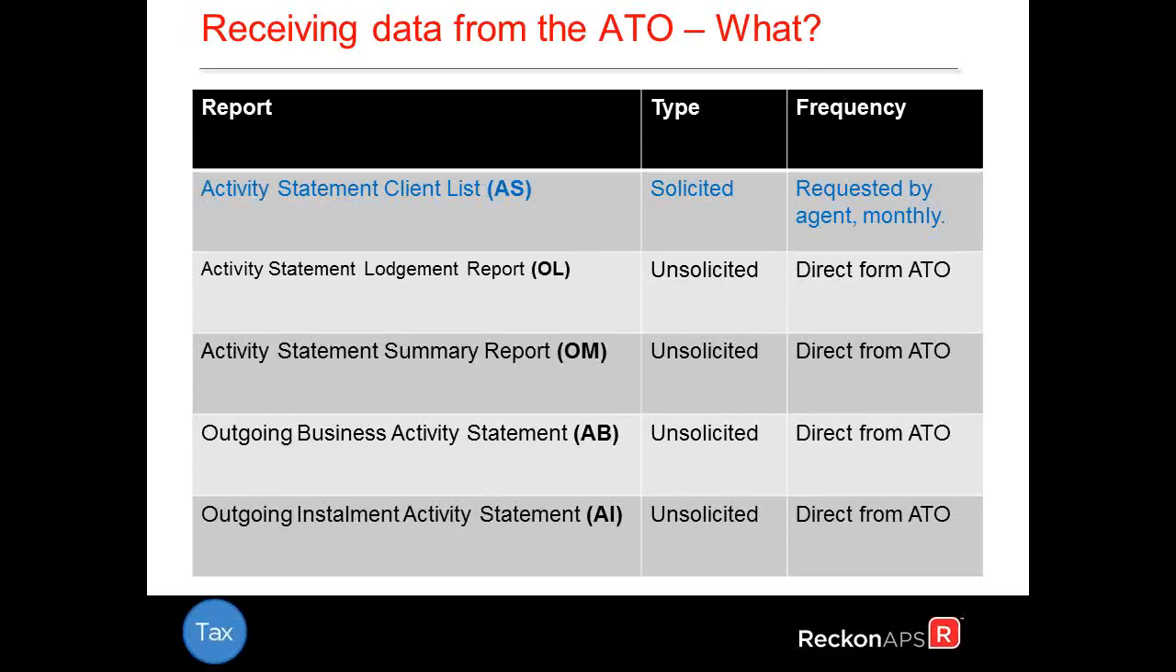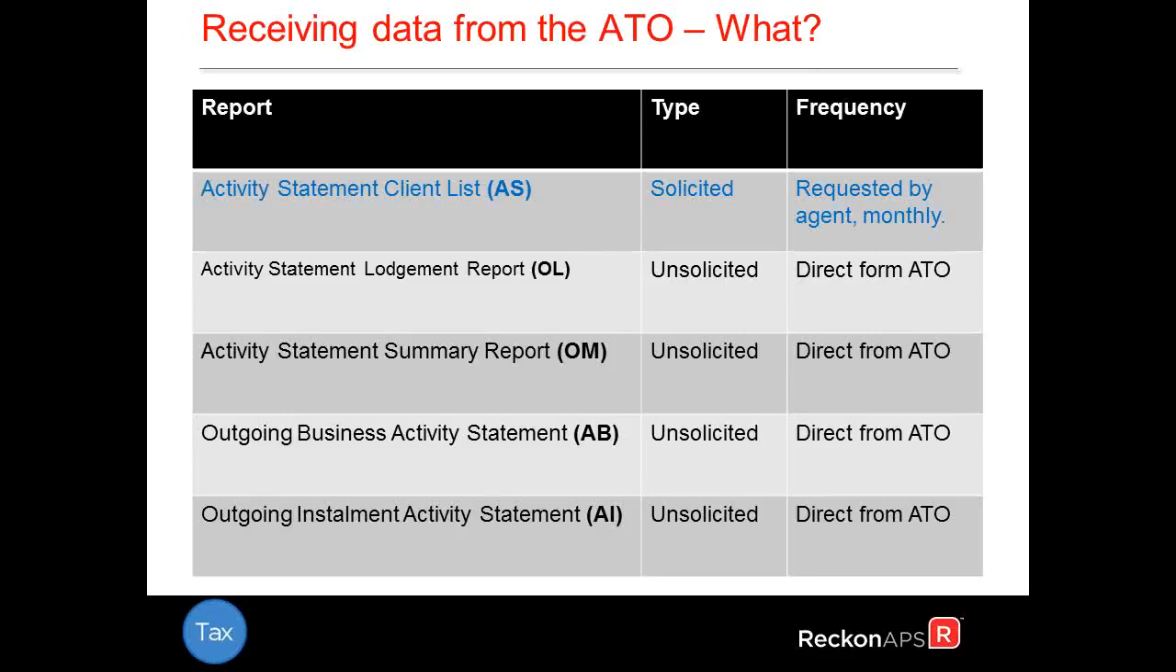The Activity Statement Lodgement Report, which is known as an OL report, is what we call an unsolicited report, and it is received directly from the ATO. So you do not need to request this particular report. Any of the reports that are marked as unsolicited are automatically sent to you by the ATO.